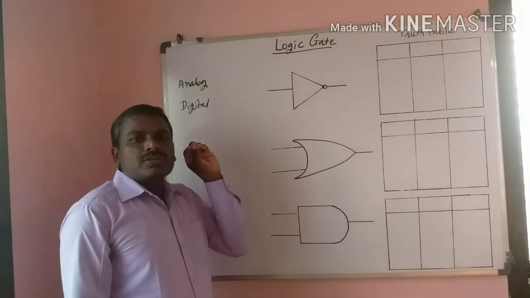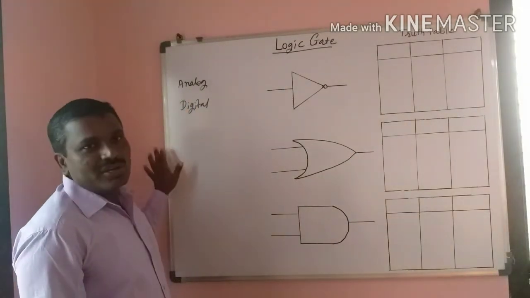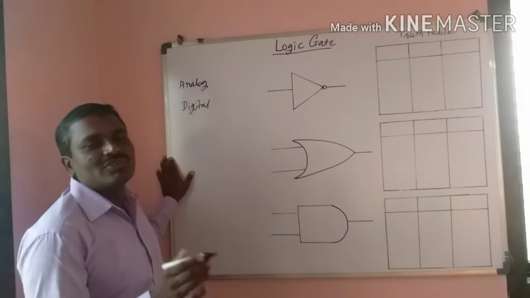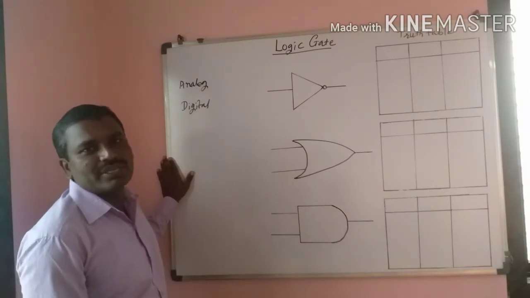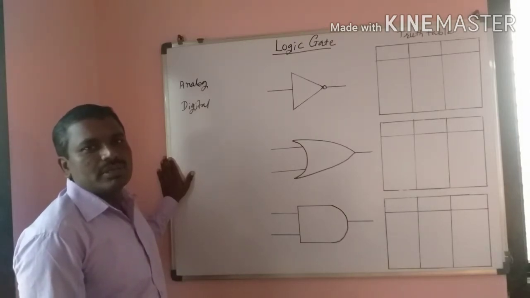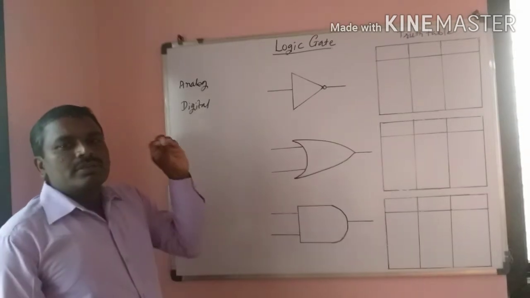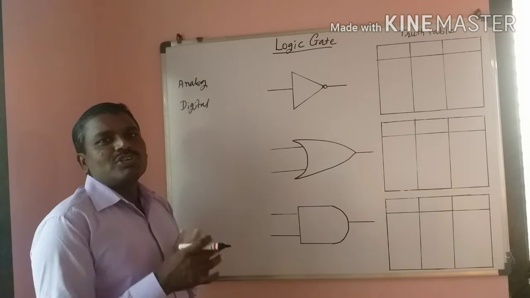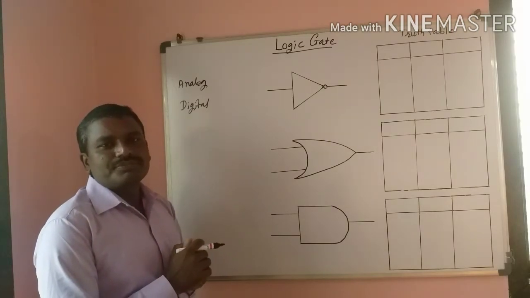When these analog signals are used in an electronic circuit, that electronic circuit is called an analog electronic circuit. Its output varies according to the input signal.